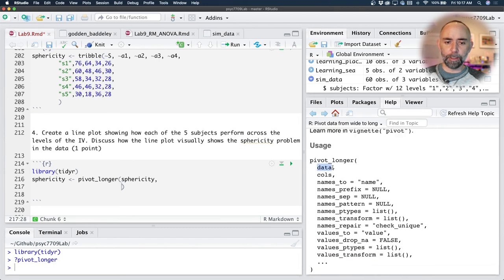So the first thing is the data. We've got that, sphericity. The second thing is the names of the columns you want to pivot longer. That's these ones. There's a little trick. In my case, I don't want the first column to pivot longer, so I use the exclamation mark. That means all columns except this one. There's a lot of options here. The main ones we need are names_to.